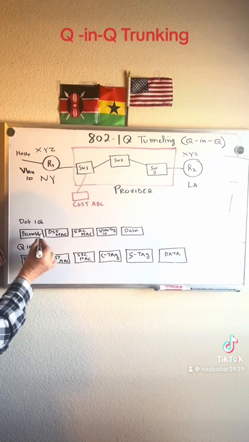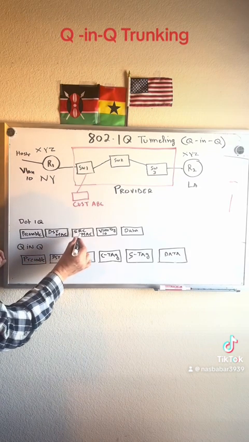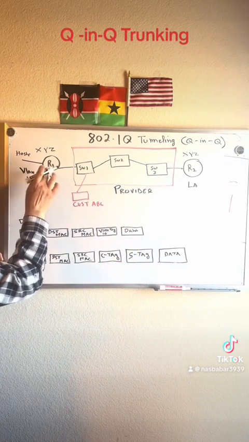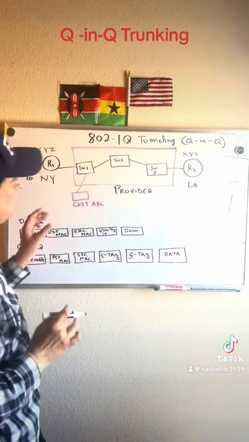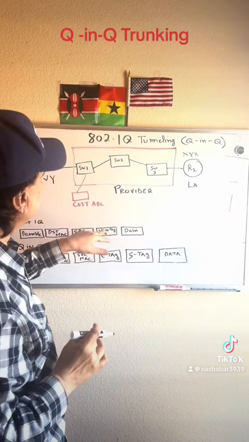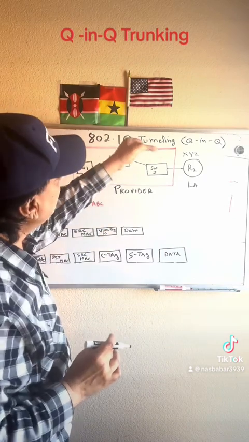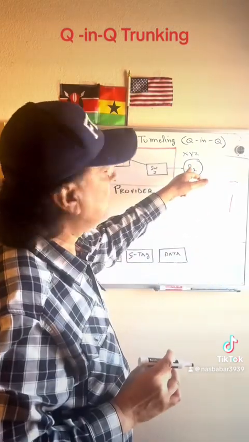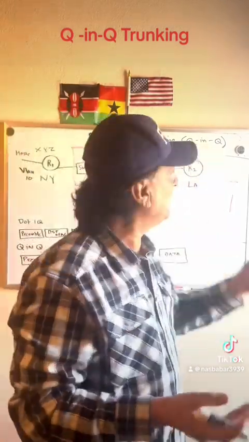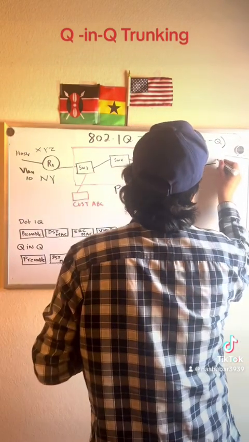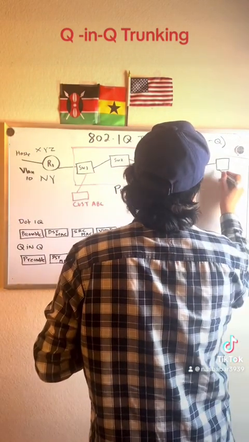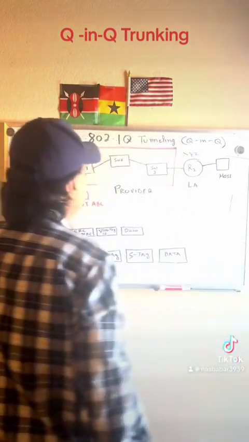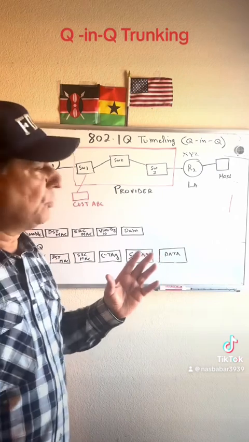You have the preamble, destination MAC, source MAC, VLAN 10 has been added, and then the data. And then that is sent to the switch. The switch looks at the VLAN tag and sends it within their network to the remote side. And then the remote side strips off the VLAN 10 and sends it to the intended host. So that's how traditional .1Q trunking works.